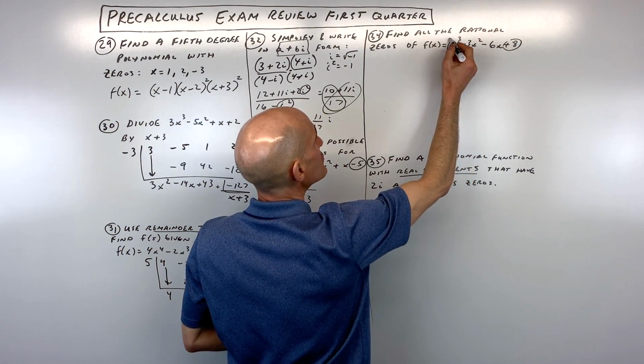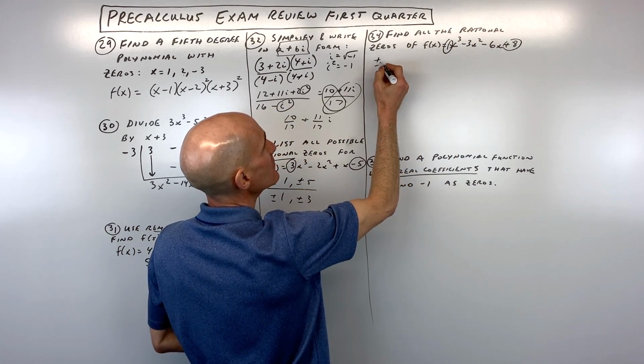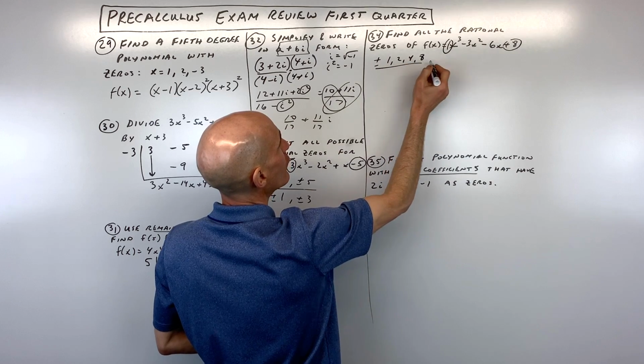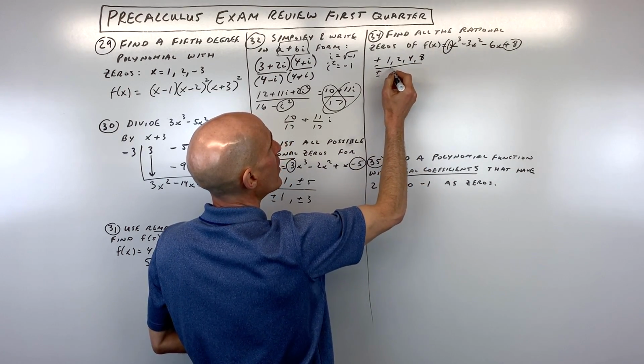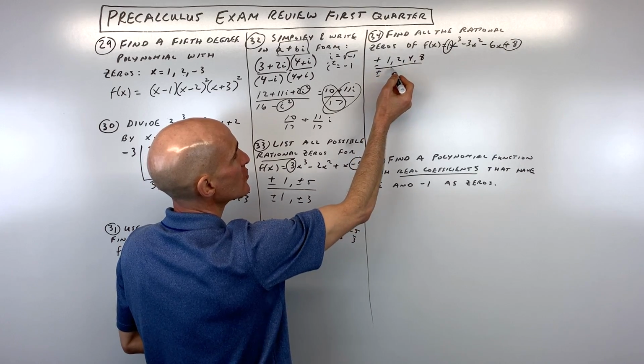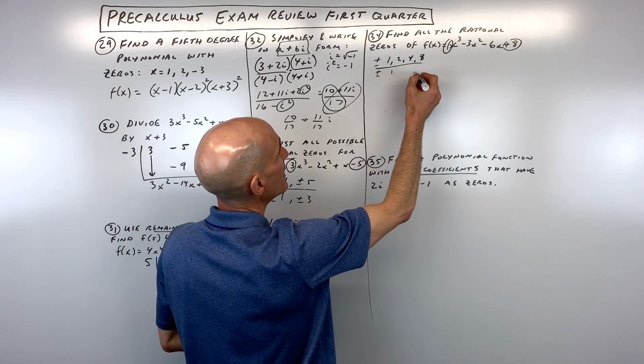So we're going to take all the factors of 8 over all the factors of 1. So it'd be plus or minus the numbers that go into 8, like 1, 2, 4, and 8, over all the numbers that go into 1, which are just plus or minus 1. So this works out pretty easy. It could be 1 or negative 1, 2 or negative 2, 4, negative 4, 8, or negative 8.